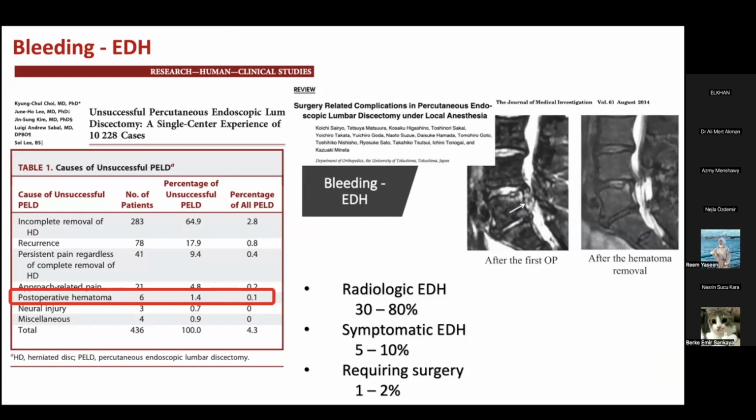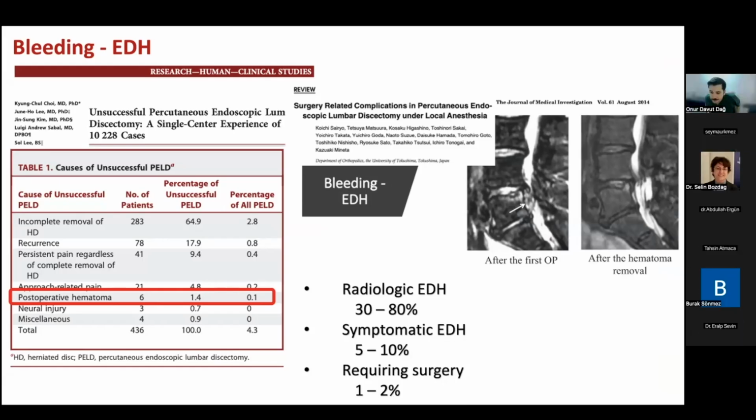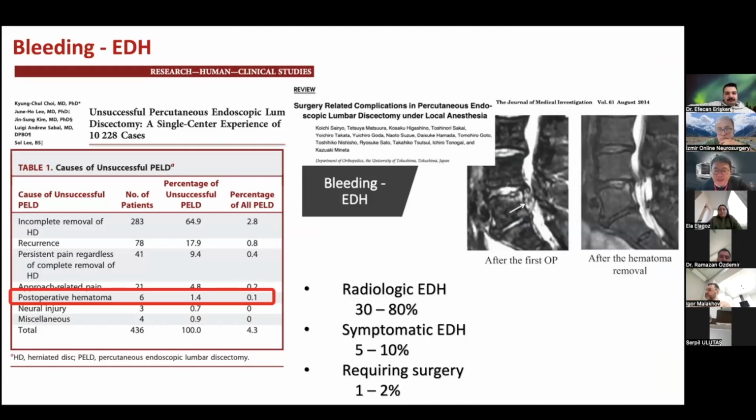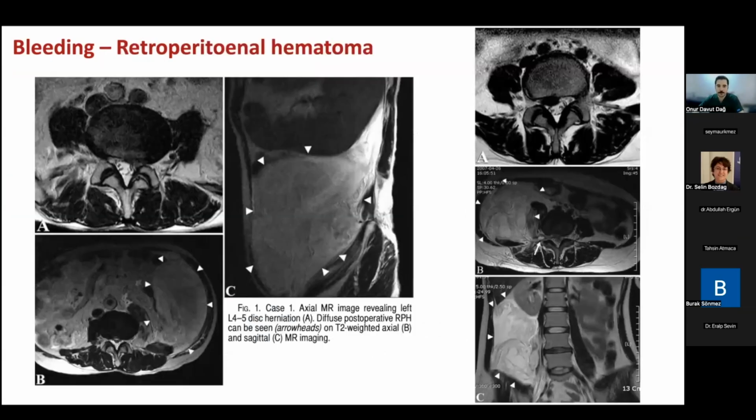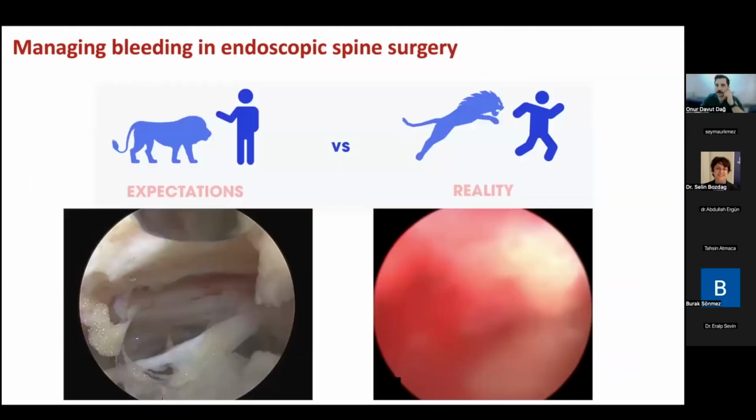If we look into the literature, it reports that asymptomatic radiologic epidural hematomas occur in 30 to 80% of the procedures, and 5 to 10% of the procedures are symptomatic. Not all of them require surgery, but at least 1 or 2% of them end up requiring a surgery and a surgical evacuation of epidural hematomas. Sometimes not only epidural hematomas, but also retroperitoneal hematomas could happen. And these could be life-threatening complications. Very rarely, but they can happen.